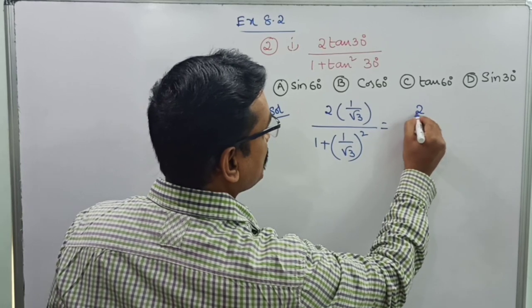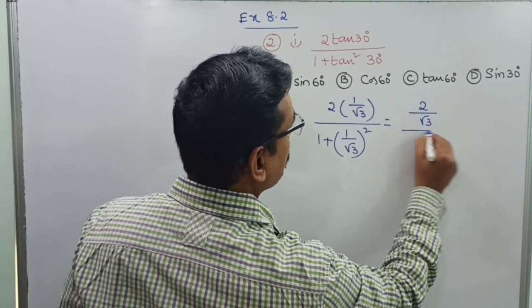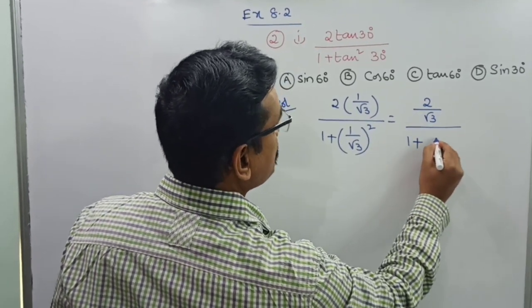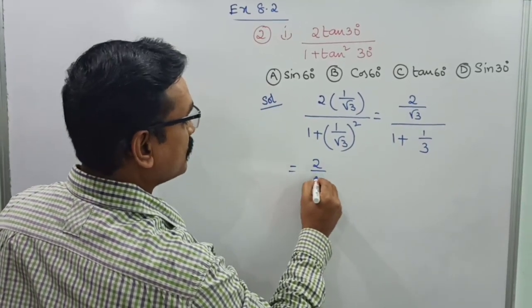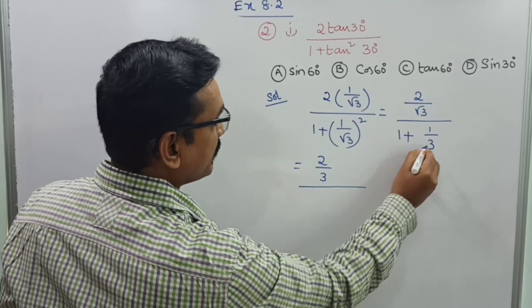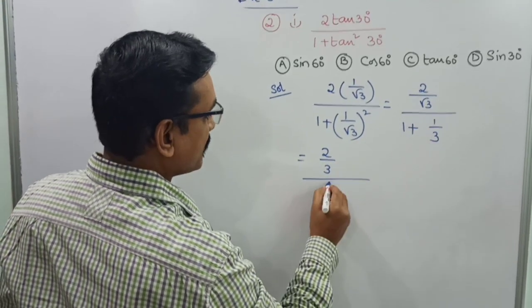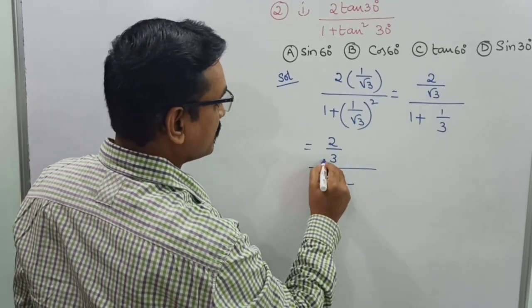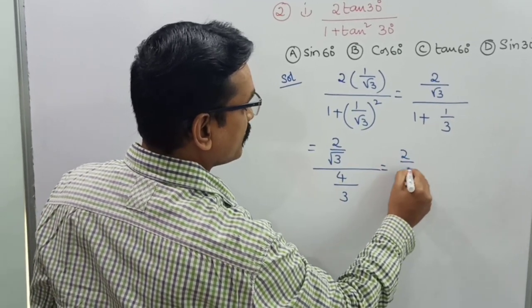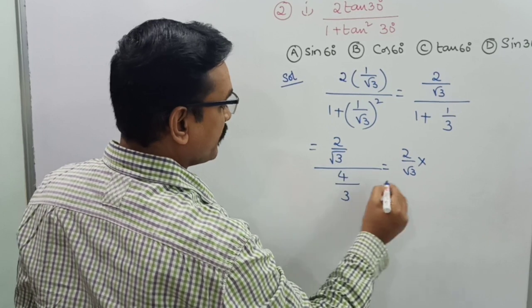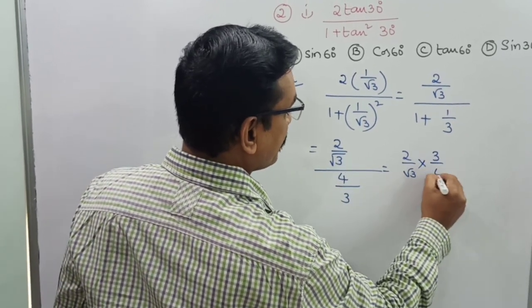This one we can write as 2 by root 3 by 1 plus 1 by 3. If you simplify this one, 3 1s are 3, 3 plus 1, 4 by 3. This is 2 by root 3. Now 2 by root 3 into the reciprocal of 4 by 3 is 3 by 4.